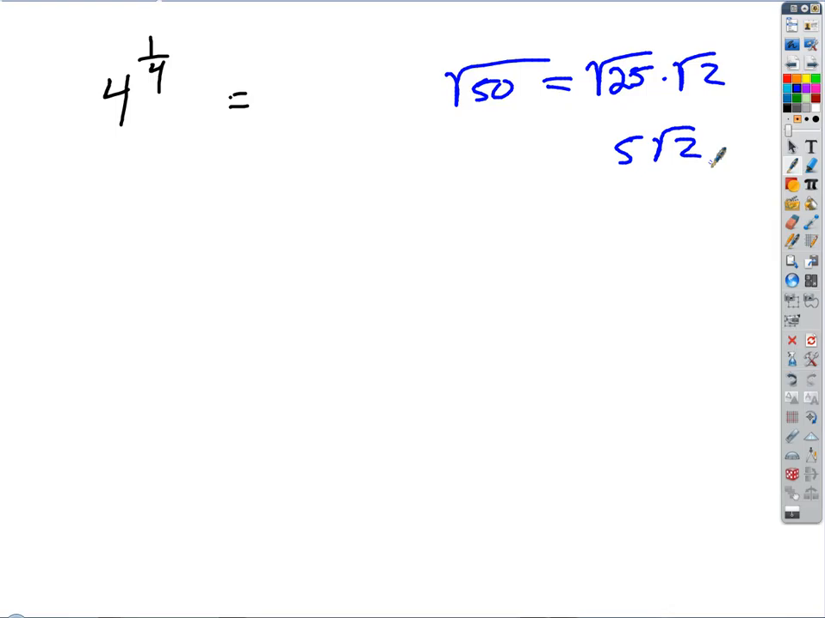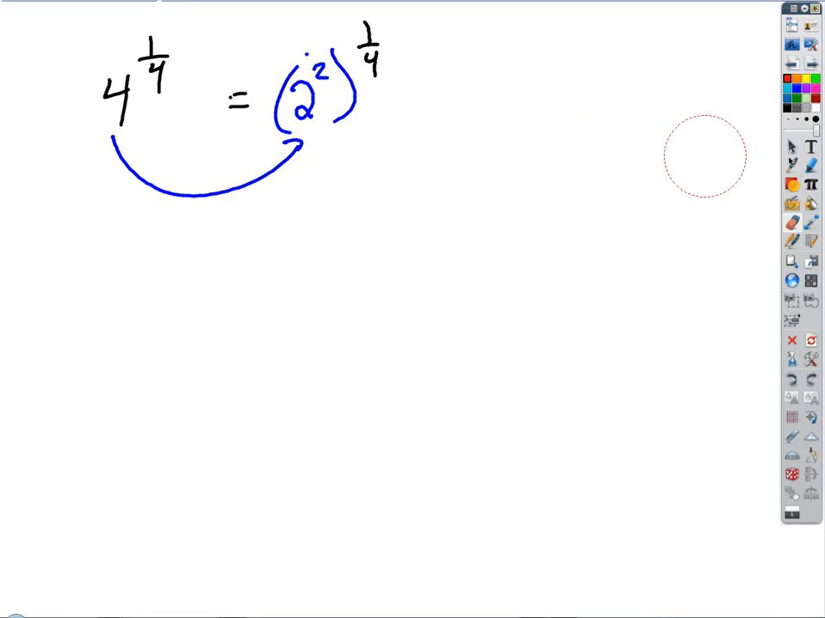4 is a perfect what? It's a perfect square. So I could rewrite this as 2 squared to the 1/4, right? Okay, what is 2 squared to the 1/4 if I use my properties of exponents? If I take a power to a power, what do I do? What do you do if you take an exponent to an exponent? So if I take a to the m to the n, what do I get? Yeah, we multiply the exponents. A to the m times n.